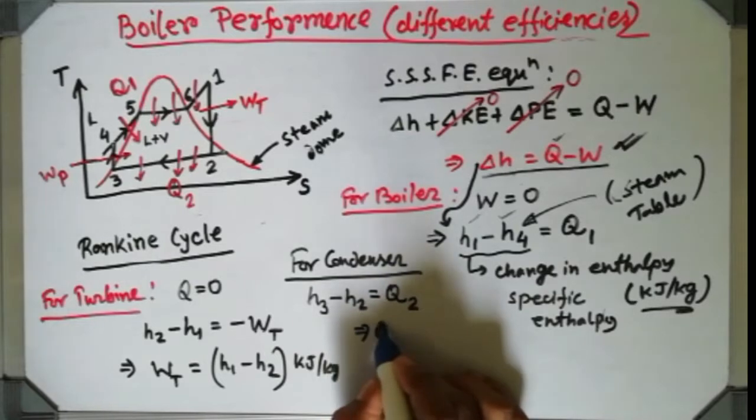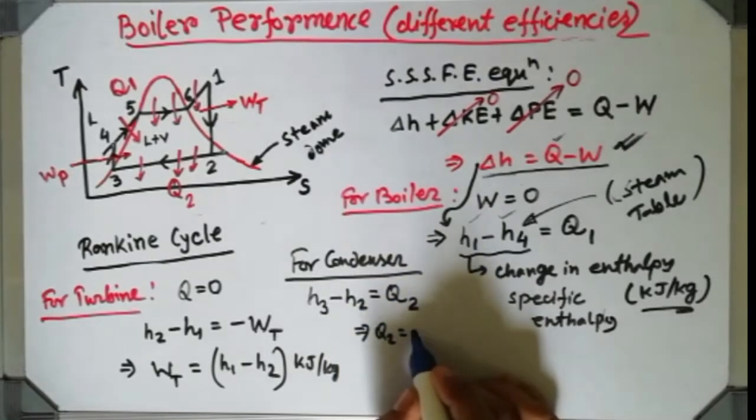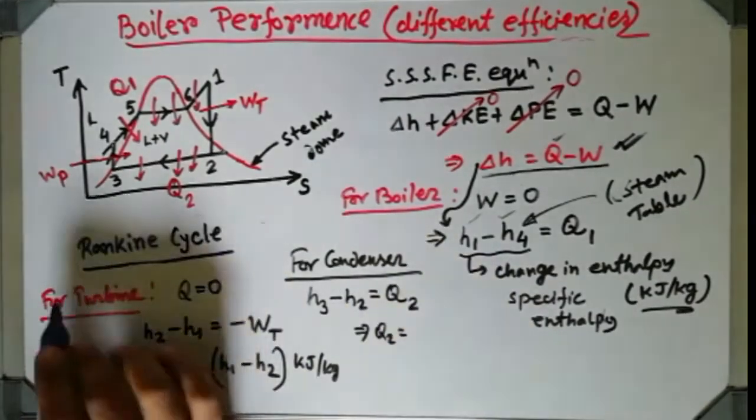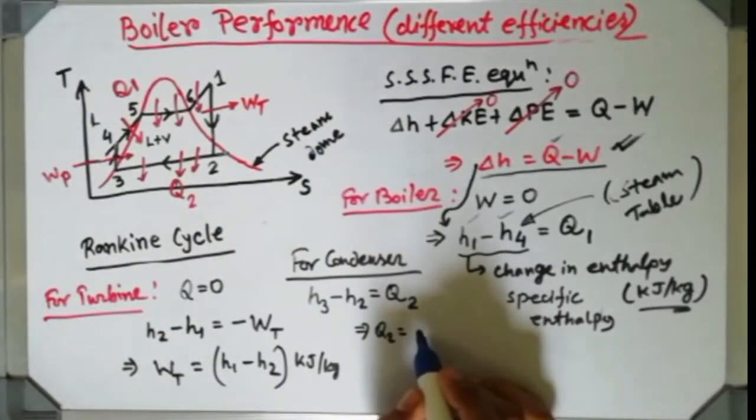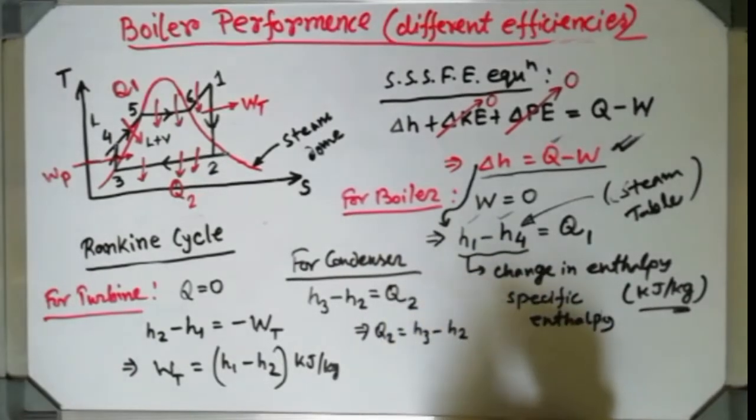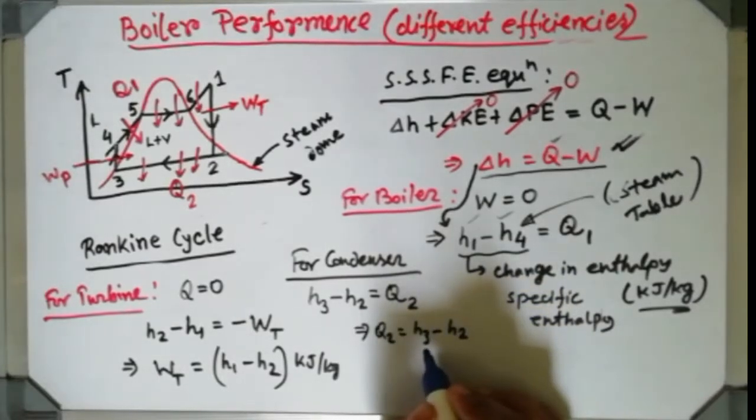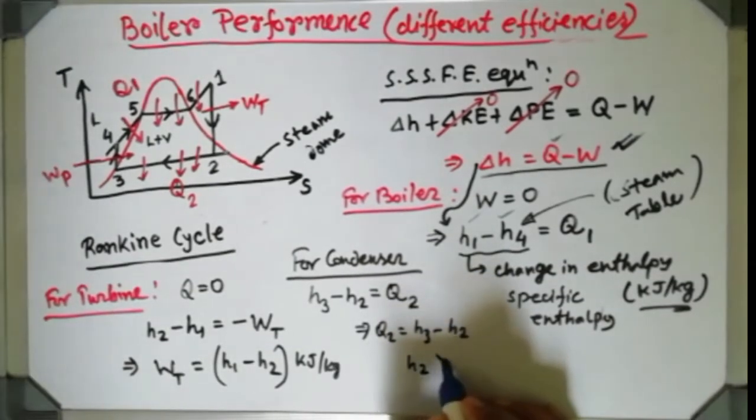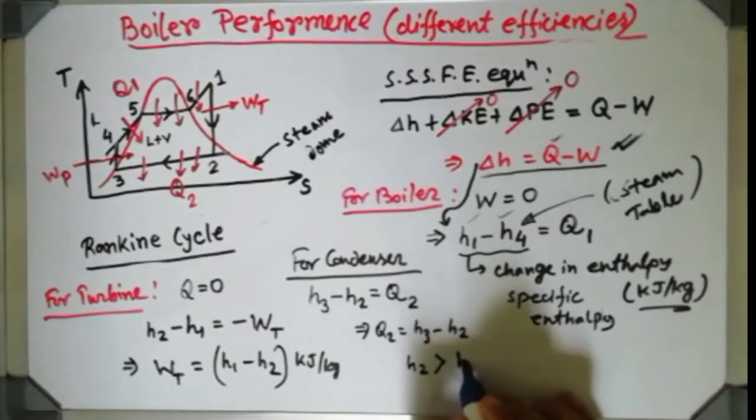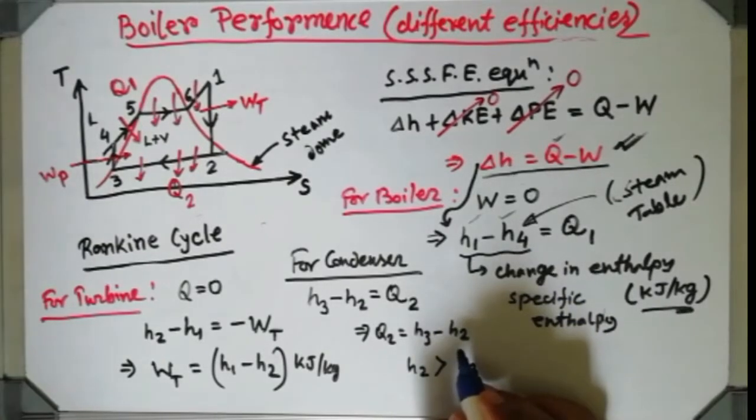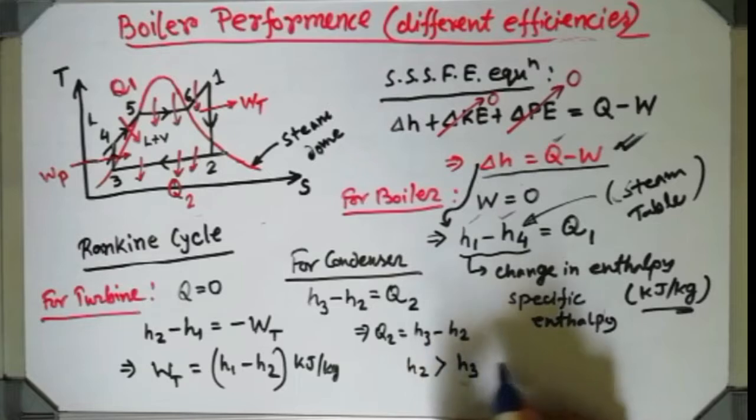So I can write Q2 equals the change in enthalpy, that is final enthalpy H3 minus initial enthalpy H2. So Q minus W, H3 minus H2. Okay, so when you find these values from the steam table, you people will find that H2 will be greater than H3. When you find those values from the steam table, you will observe that the H2 value will be greater than the H3 value.